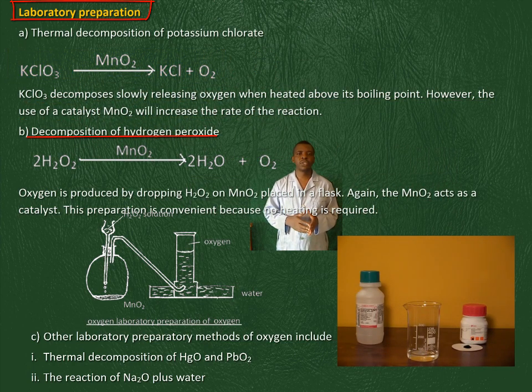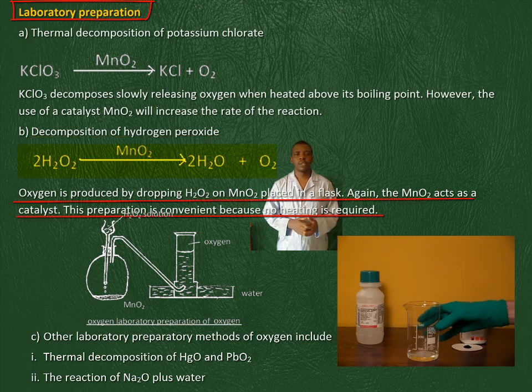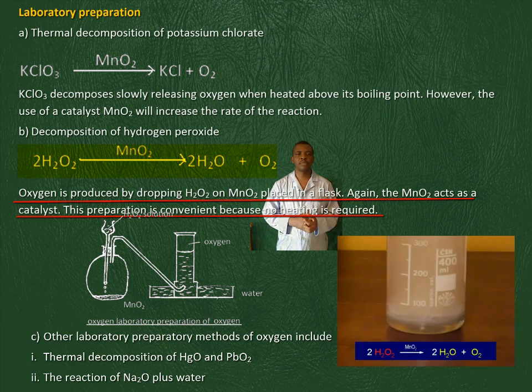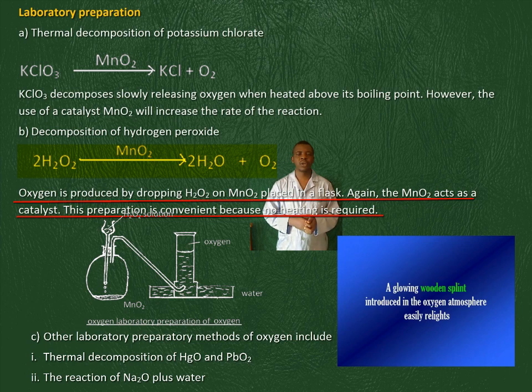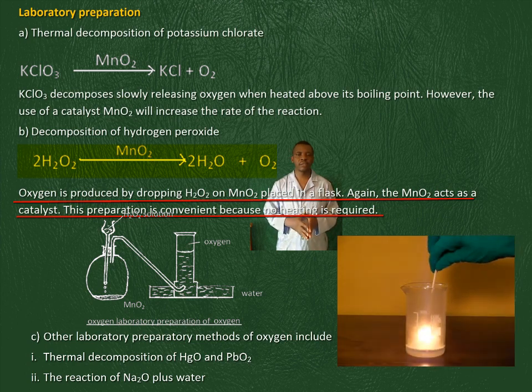B. Decomposition of hydrogen peroxide. Oxygen is produced by dropping hydrogen peroxide on manganese oxide placed in a flask. Again, the manganese oxide acts as a catalyst. This preparation is convenient because no heating is required.